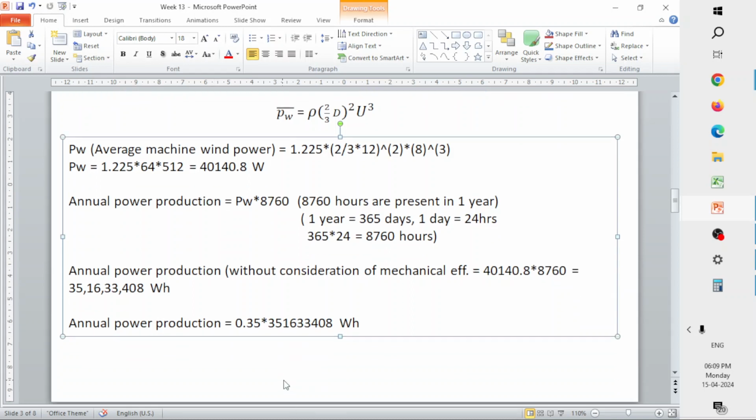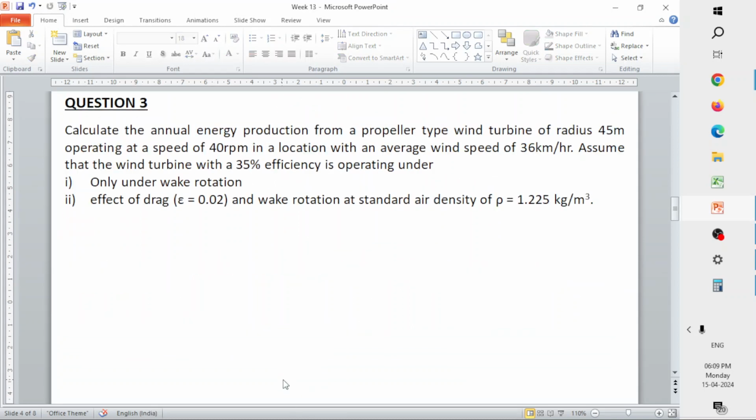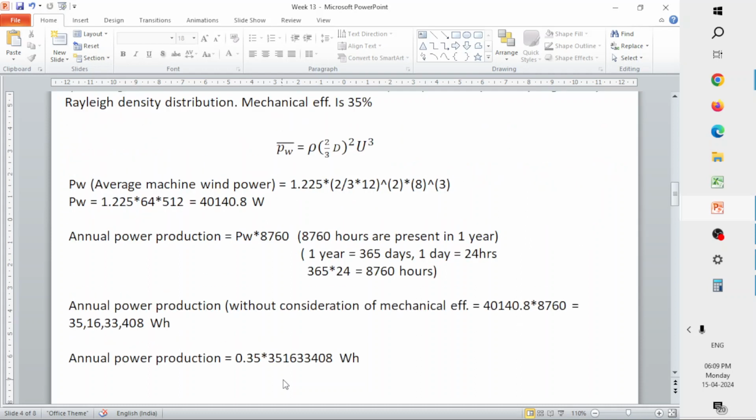So let's move on. This will be the last question for the wind energy concepts. I hope the last question is clear, but in case you find any difficulty, please let me know.